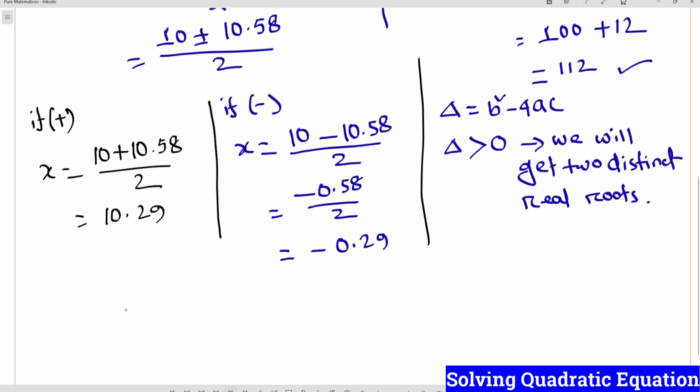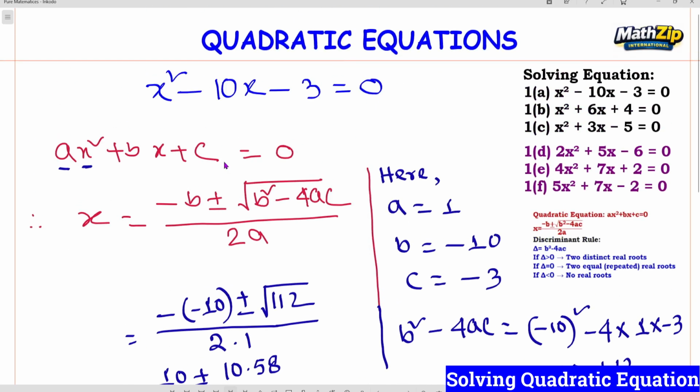So what will be the answer? x equals either minus 0.29 or 10.29. This is our answer. So number 1a has been done.